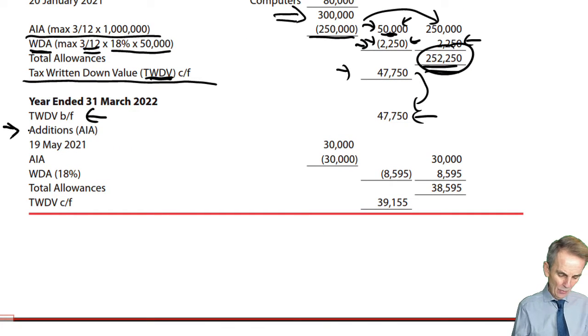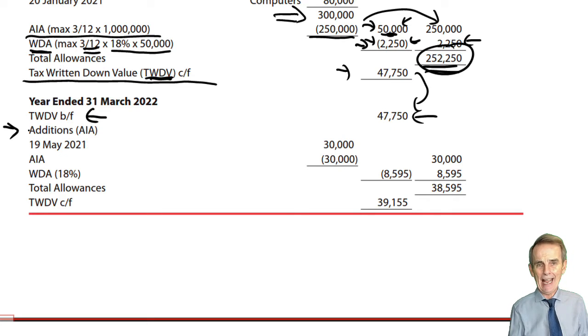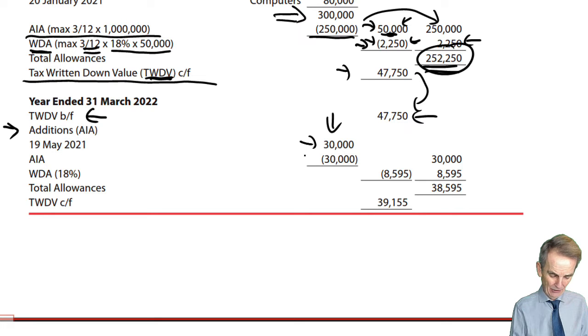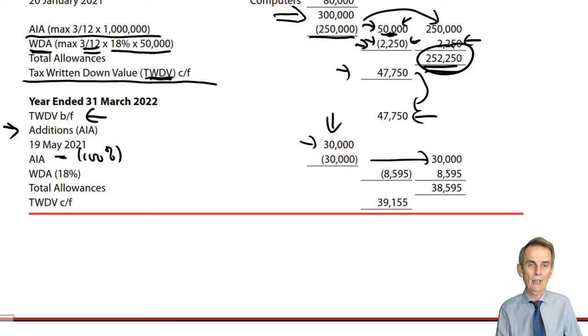Tax written down value brought forward to begin with. Then again, we deal with the additions of this period into our AIA/FYA column here. It was £30,000. Obviously no problem in terms of AIA. That's a full 100% that is available. And all of that expenditure is fully relieved in this period, with no part of it to then go into the pool.